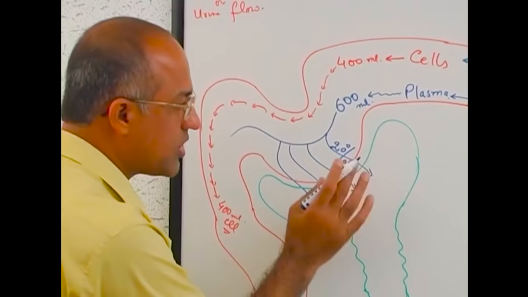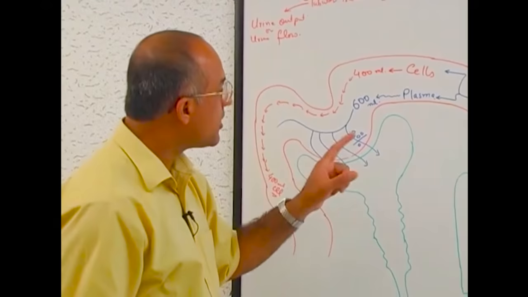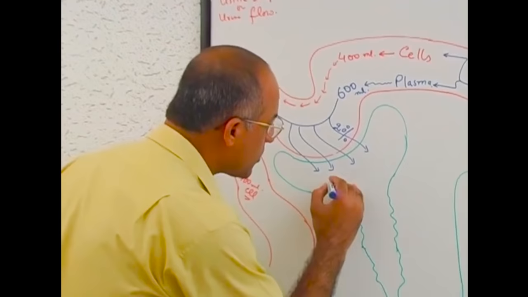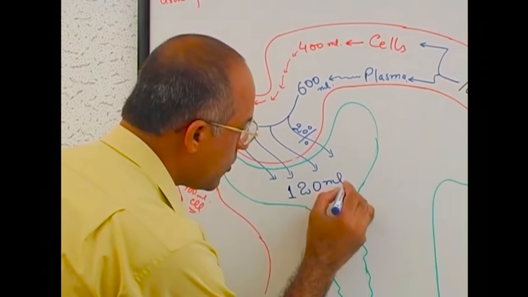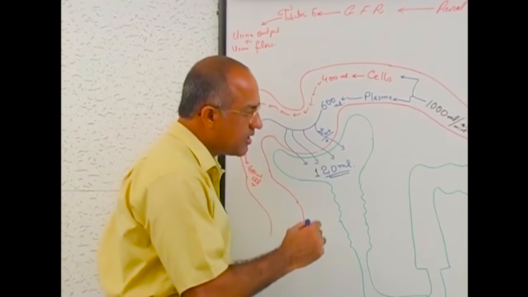Now you have to remember, out of total cardiac output, how much is coming to the kidney? 20%. And out of total plasma flow, how much is filtered? 20%. Now, out of 600 ml, 10% is 60 ml and 20% is 120 ml. So every minute, approximately 120 ml fluid is filtered in all the Bowman spaces together. Let's suppose, for practical purposes, we say it is 100 ml, just to make the calculation easier.